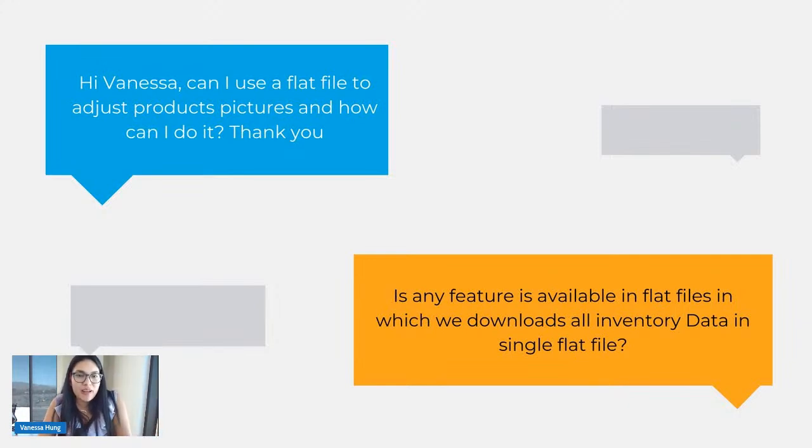Hey Vanessa, can I use a flat file to adjust product pictures, and how can I do this? Thank you. Hey, yes, you can. And I covered that in the second session. It is the section that is yellow in your flat files. I show you there how you can use a URL to input it in the flat file. You can use a URL from a website. I use the website called Imgur, imgur.com. Or you can take them straight from Amazon or from your manufacturer website. You can just put it there and upload it. That's basically how you do it.